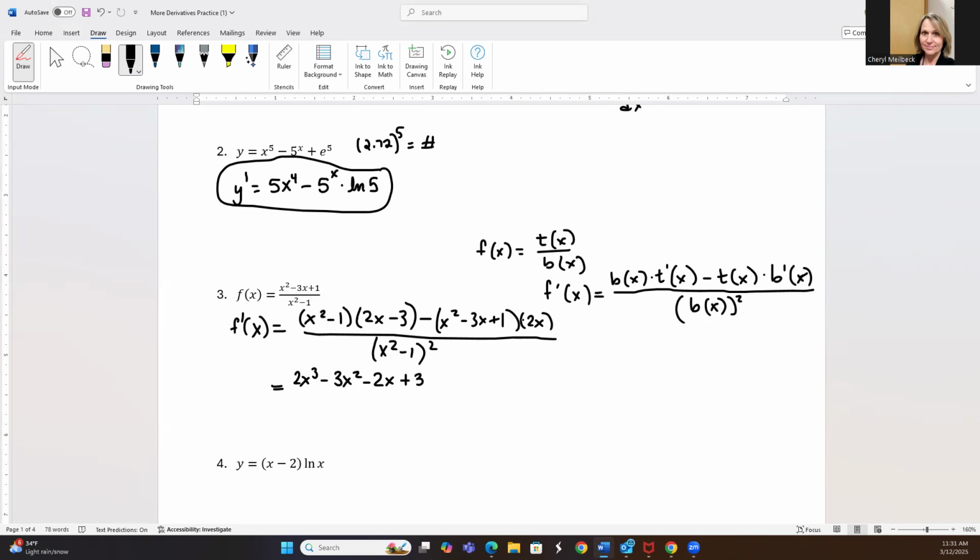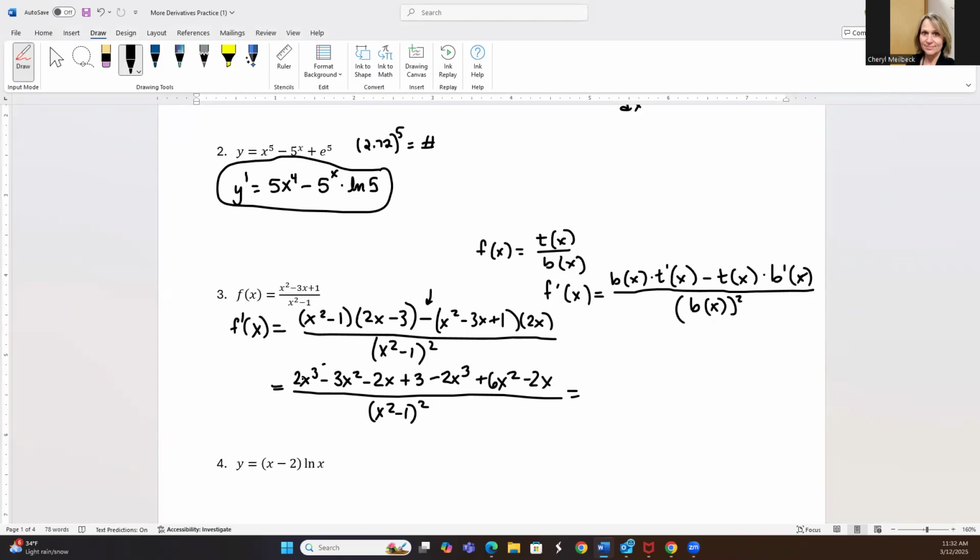Now when we take the product of these two expressions, we're going to have to change the sign because they are being subtracted. So x squared times 2x is going to give me a negative 2x cubed. x squared times a negative 3x would be a negative 6x squared, but this negative will make it a plus 6x squared. And 1 times 2x is just 2x, but we will be subtracting it. And in our denominator, of course, we have that x squared minus 1 squared.